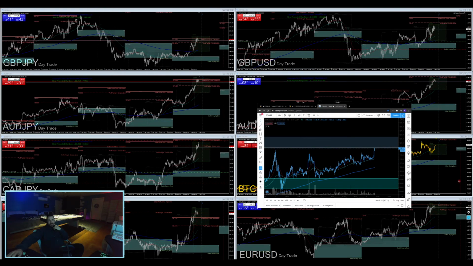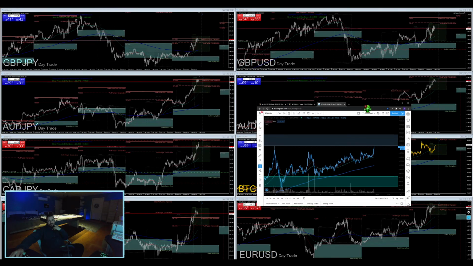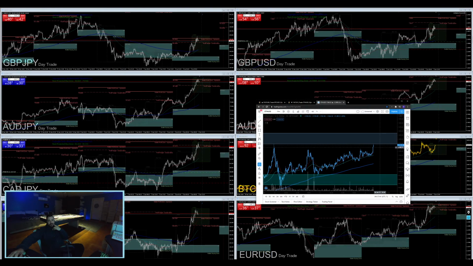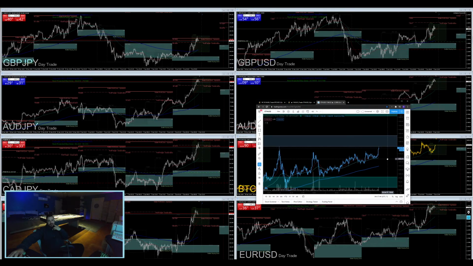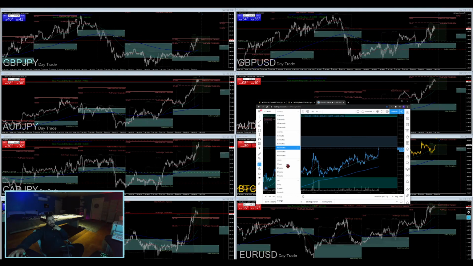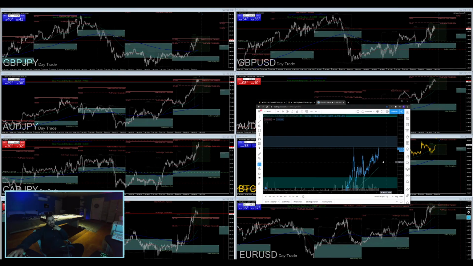All right, so I have ETH side by side with Bitcoin on 15-minute candles. We're coming right up to that resistance level. I'm actually going to put ETH on 1 hour. That way we get the data all together. There we go.